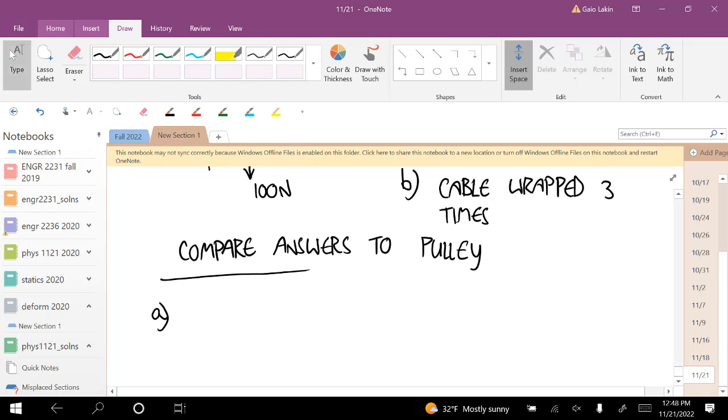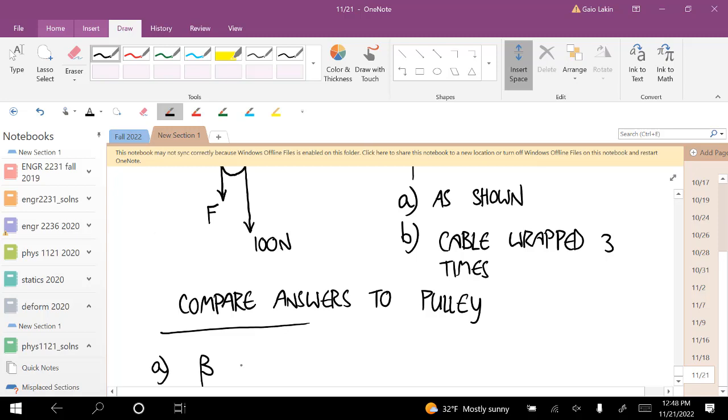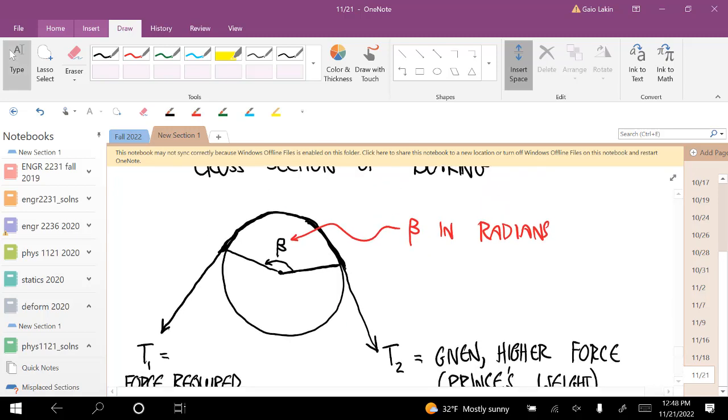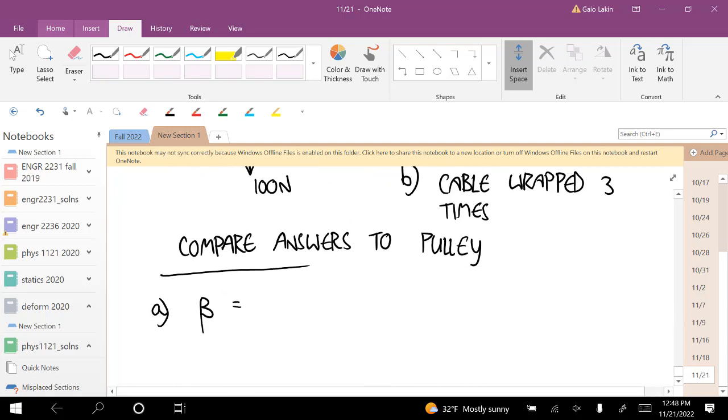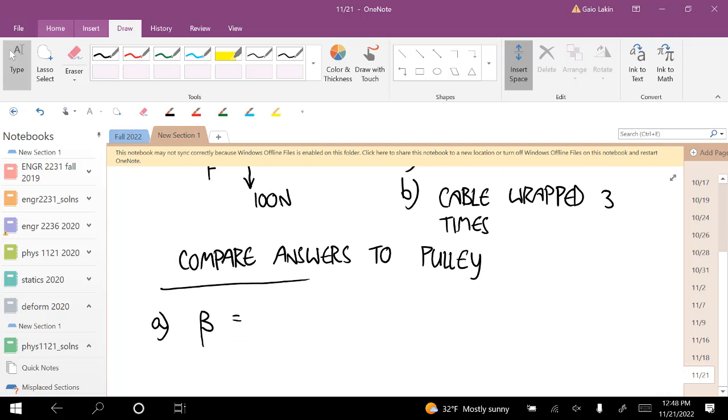Okay, so what is beta? If it's not wrapped around at all, it's just leaving contact with the bearing directly on the left and directly on the right. What would beta be? Here's the meaning of it. Pi over 2. No, pi. I'm sorry. No, you're right. Pi.